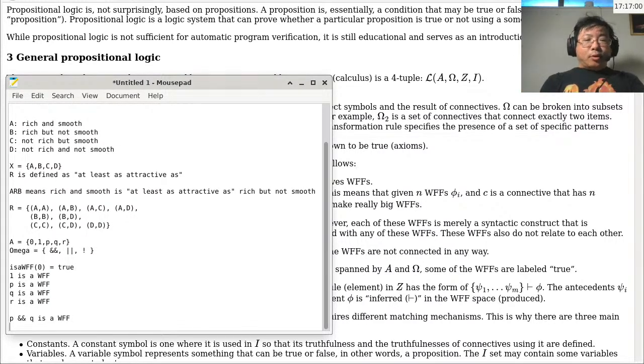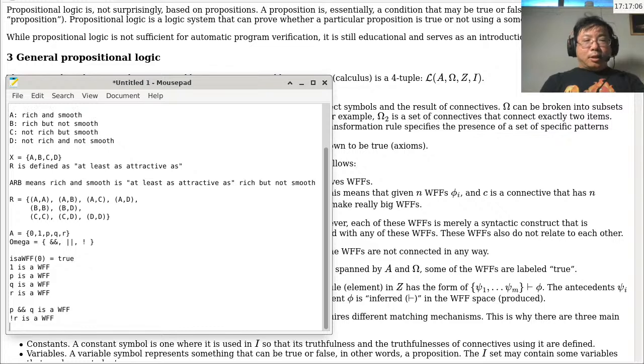You can form some of the other ones. You can make things like not R is a well-formed formula. Now, these are all just samples. Obviously, there are a lot more well-formed formulae. I'm just giving you some examples of what is well-formed.